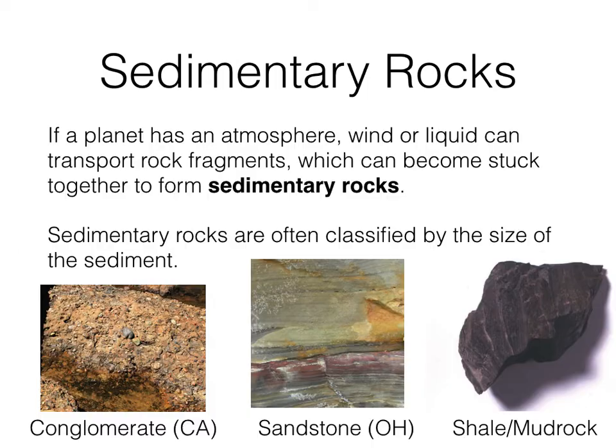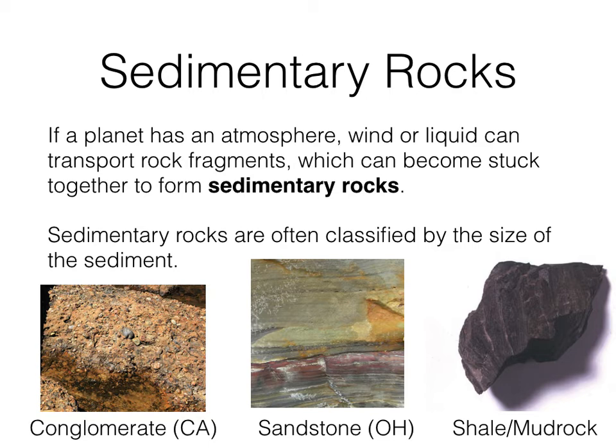Now let's look at sedimentary rock. That's the next one on the list. Now, what a sedimentary rock is, it's a rock made of fragments of other rocks. And one way you can classify that is how big are the fragments. Again, you can't do that from orbit. So a conglomerate has really big fragments like pebbles. Sandstone has sand-sized fragments. They're visible to the unaided eye, but not easily. And shale or mudrock has tiny, tiny fragments.